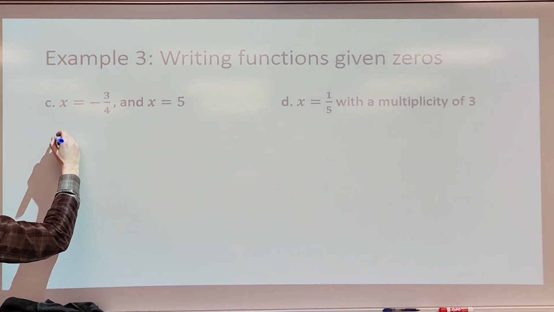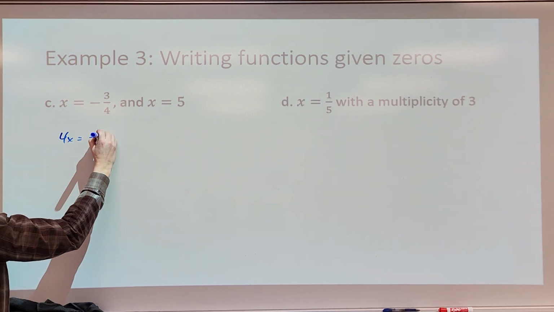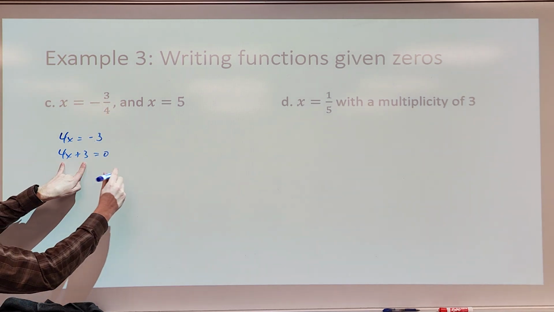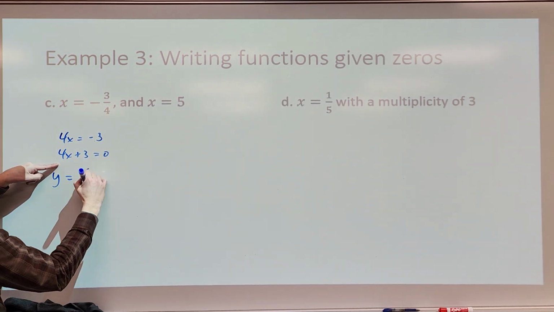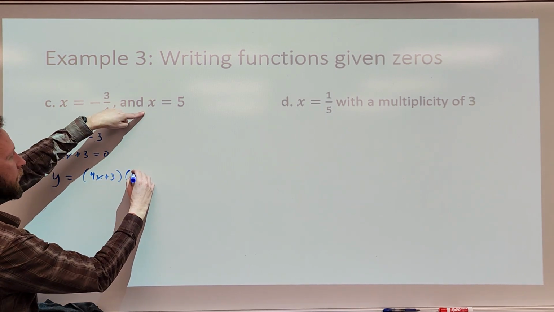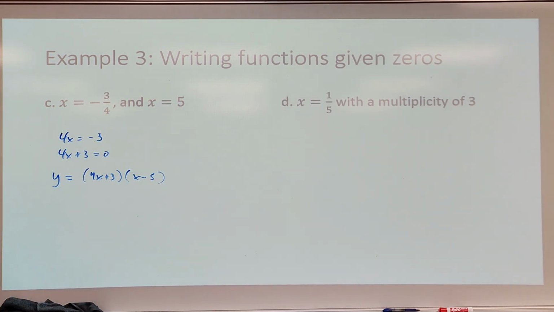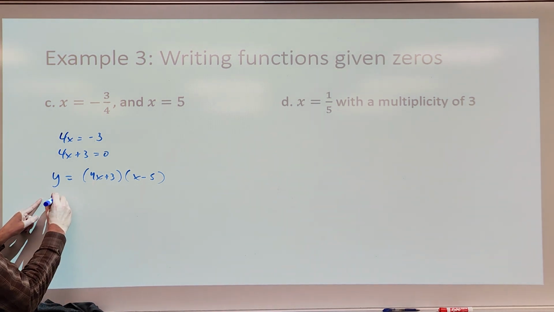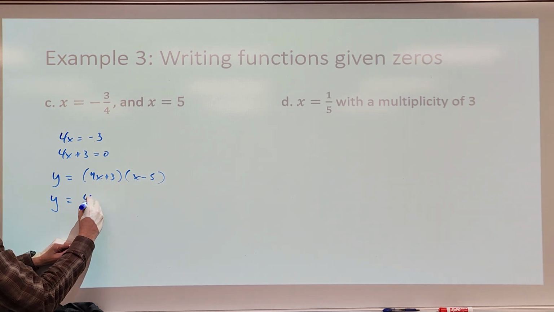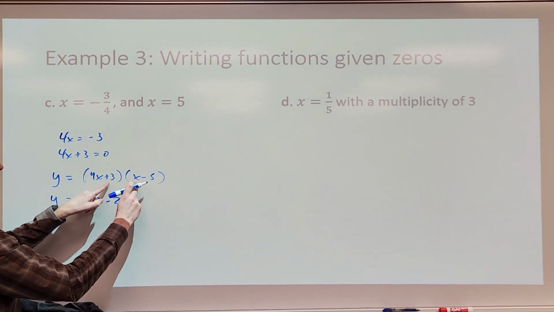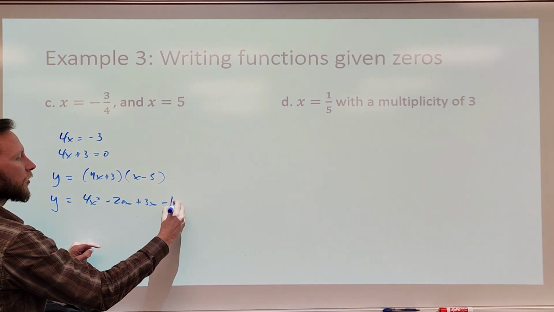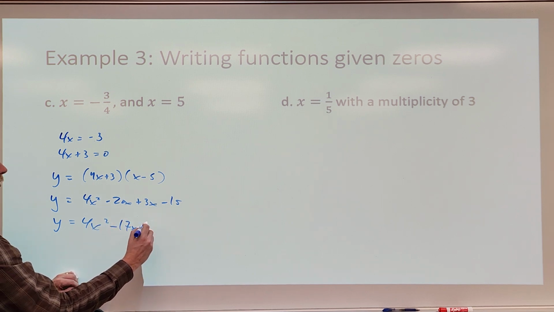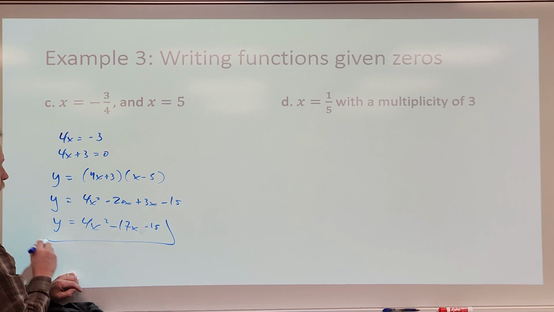Again, if x is equal to negative 3/4, that means that 4 times x is equal to negative 3, and 4x plus 3 is equal to 0. This is our factor, 4x plus 3. So we'll have y equals 4x plus 3, and we'll have x minus that a value, x minus 5. So if again we have this as the factored form, we can do double distribution to get 4x squared minus 20x's plus 3x's minus 15. And so we have y is equal to 4x squared minus 17x's, minus 15.